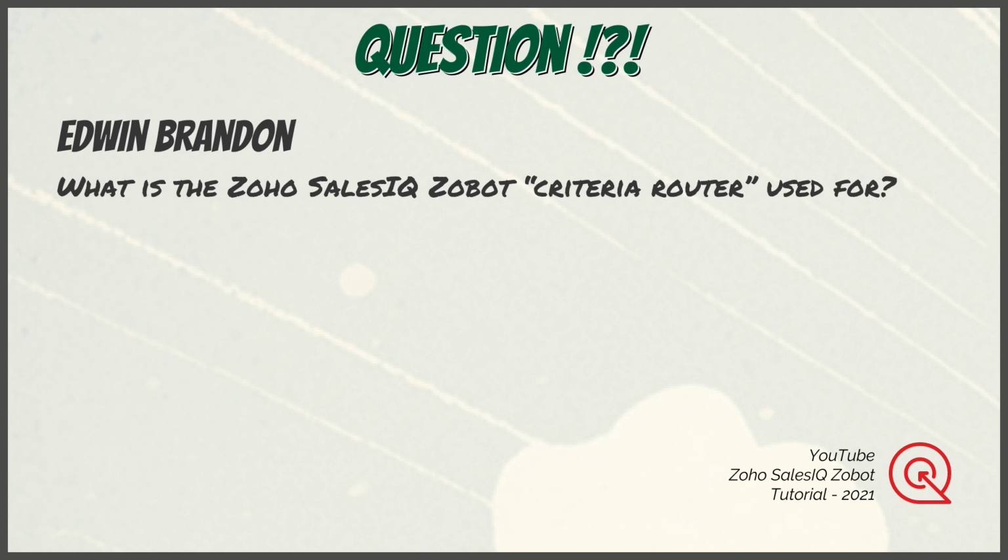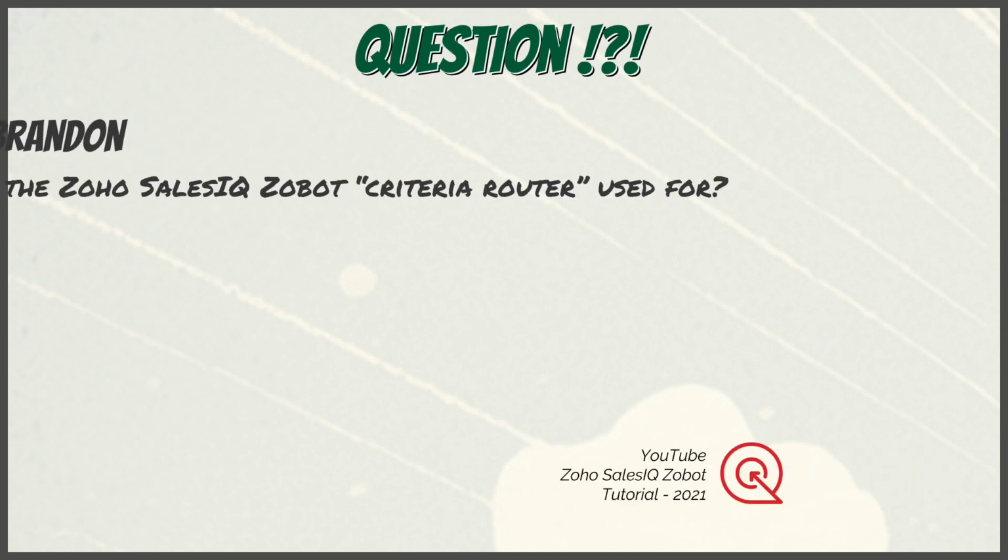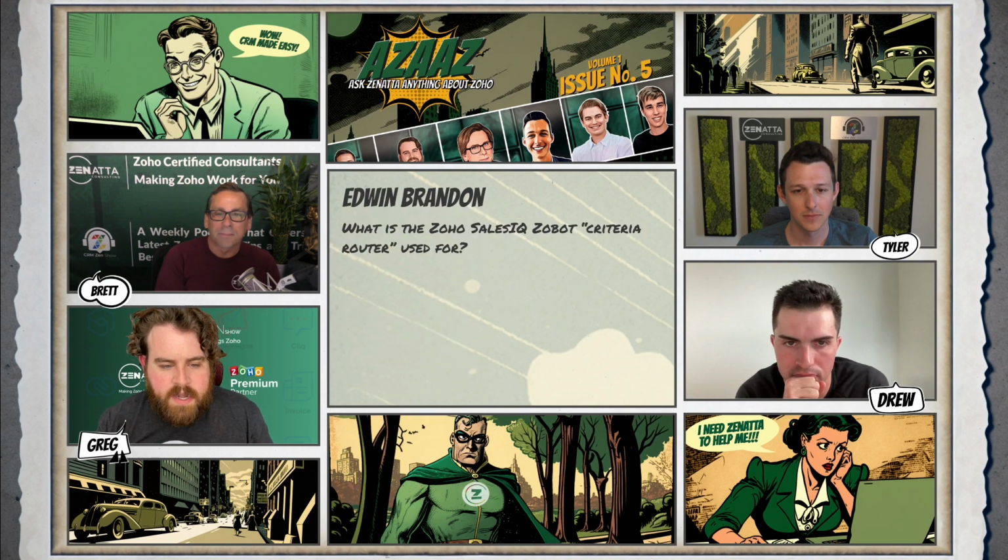Our next question comes from Edwin. This was in our YouTube Sales IQ Zobot tutorial from 2021, which also just seems like a lot of our questions today are coming from videos in 2020 and 2021. So algorithms pushing out our old stuff. They're asking, what is the Zoho Sales IQ Bot criteria router used for? And the criteria router is an action block.